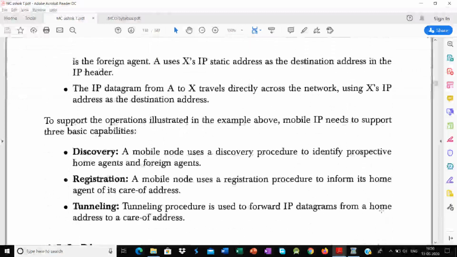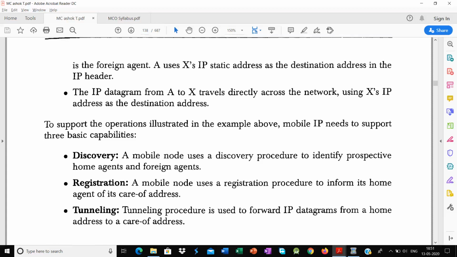One last thing: mobile IP needs to support three basic capabilities. First, discovery: the mobile node uses a discovery procedure to identify itself. After that, registration: for a new network, a care of address is given to you, because every time you travel, your network changes. And the last is tunneling, the procedure used to forward the IP datagram from the home address to the care of address. Okay, so this is all about your mobile IP system.